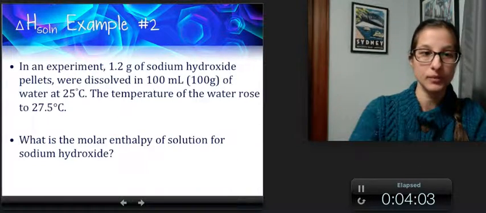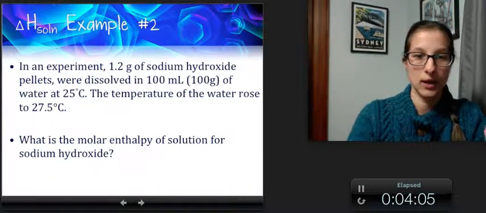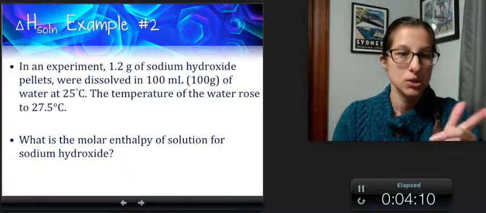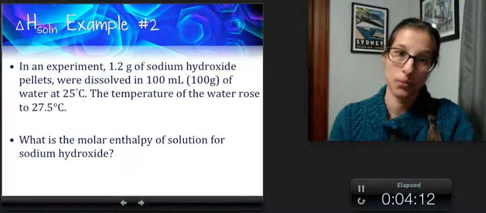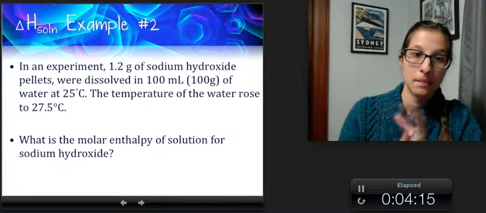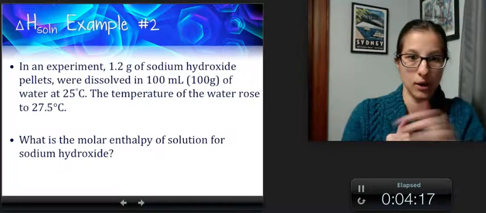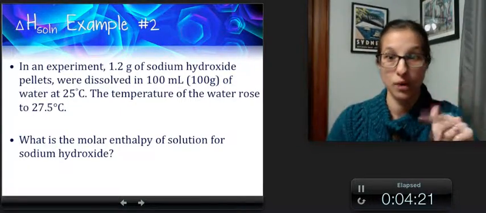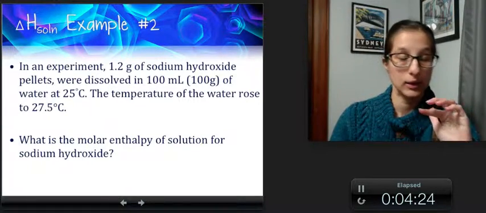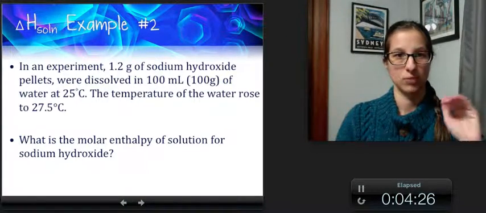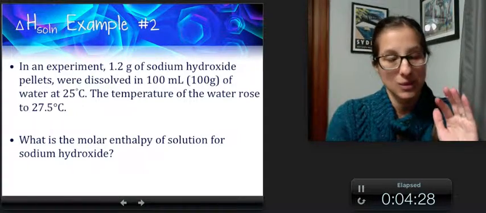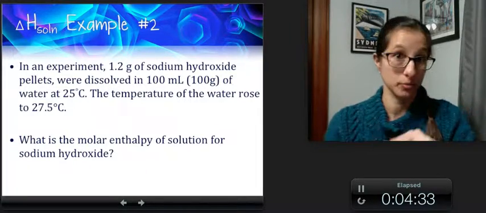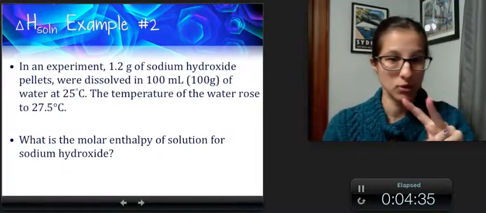Okay? All right. So let's look at a second example, because the first example was the one that we did last class. So this one is saying, in an experiment, you had 1.2 grams of sodium hydroxide being dissolved in 100 milliliters. Now I can just do milliliters to grams because the density of water is 1 gram per milliliter. You cannot do that with anything besides water. If I give you the density, you need to use the density to get from your volume to grams. But for water it's 1-to-1, so we're good.